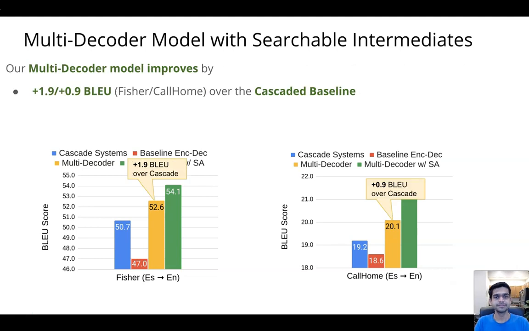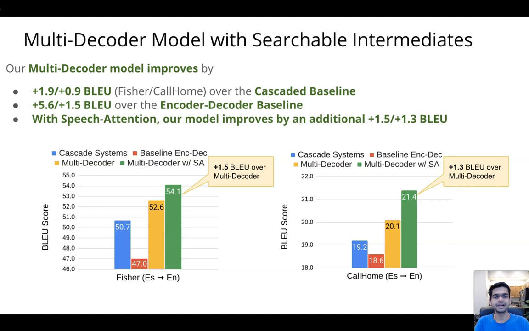The multi-decoder model shows a 1.9 and 0.9 BLEU improvements over the cascaded baseline on the Fisher and CallHome test sets respectively. The multi-decoder model also shows 5.6 and 1.5 BLEU improvements over the encoder-decoder baselines. Further, the multi-decoder with speech attention extends these gains with an additional 1.5 and 1.3 BLEU improvements over the multi-decoder model without speech attention.